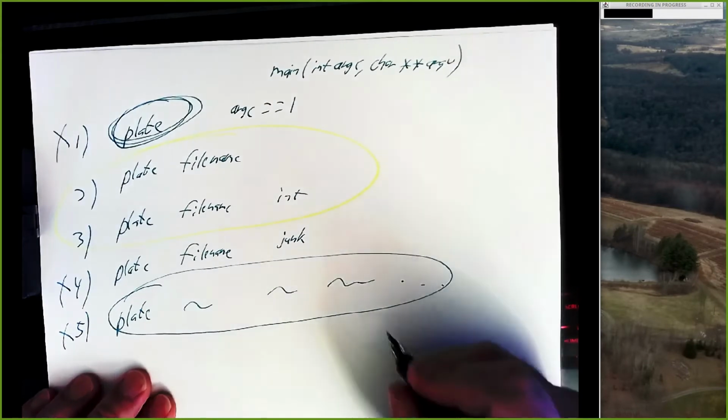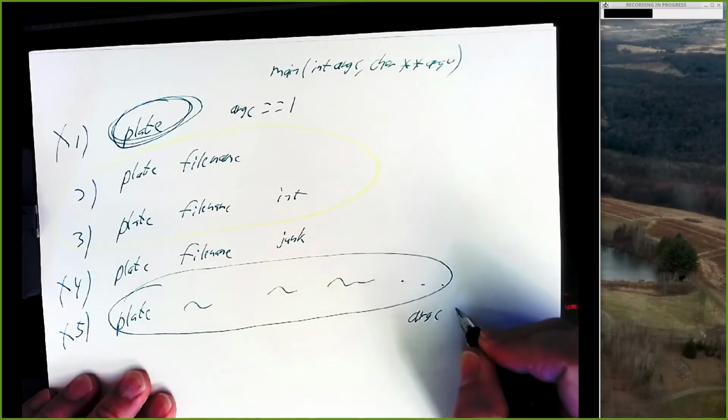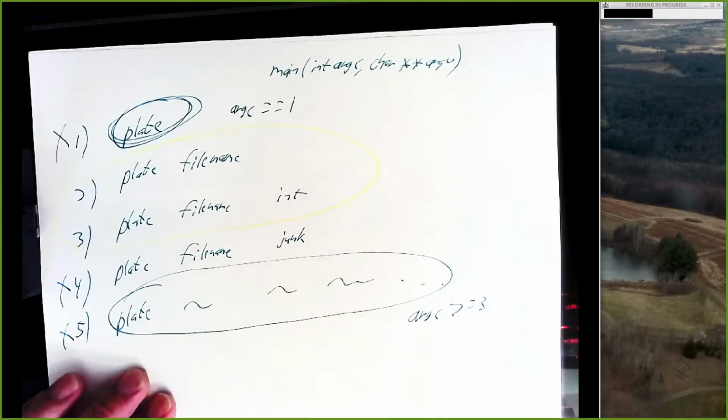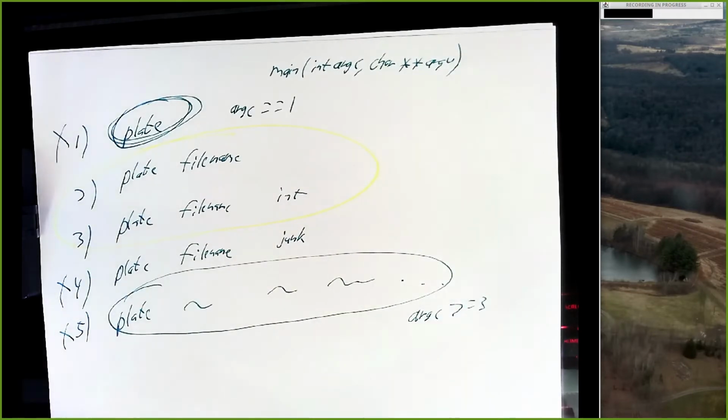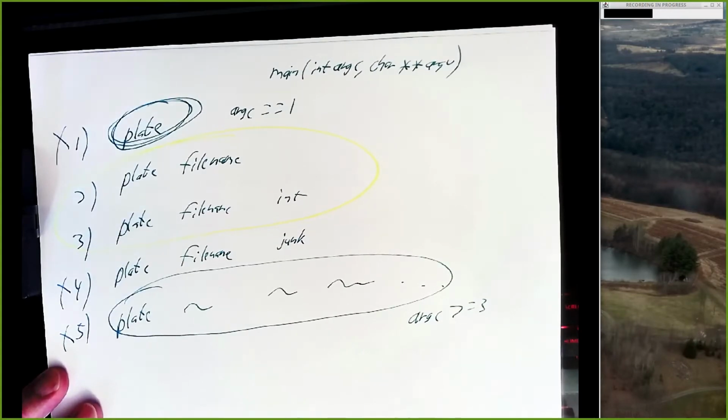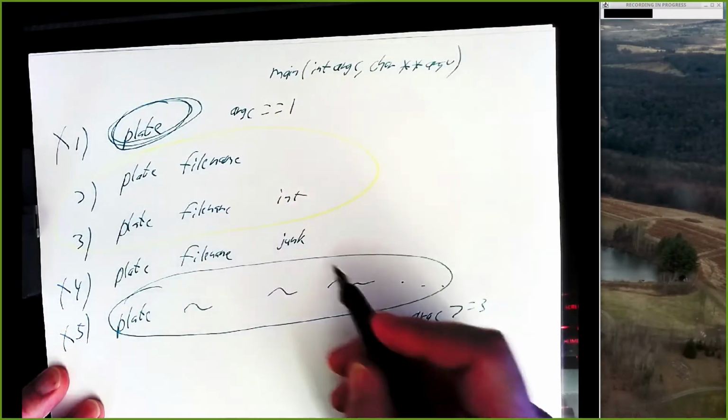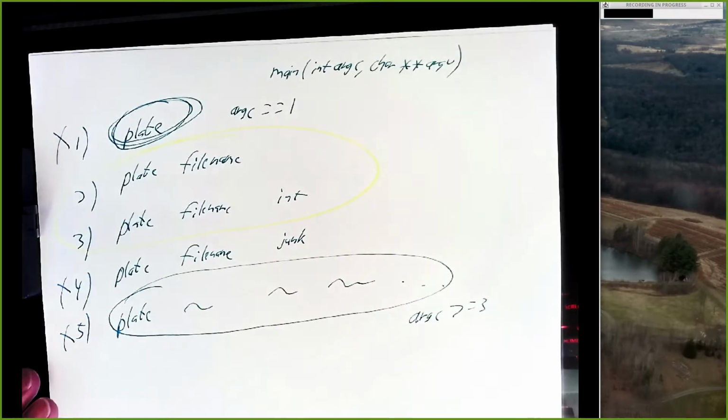And in this case, argc is bigger than or equal to 3. If I see argc bigger than or equal to 3, I can say, hey, what are you trying to do here? You only get 2 command line arguments, and I can exit. So I only have to worry about the possibility of this.